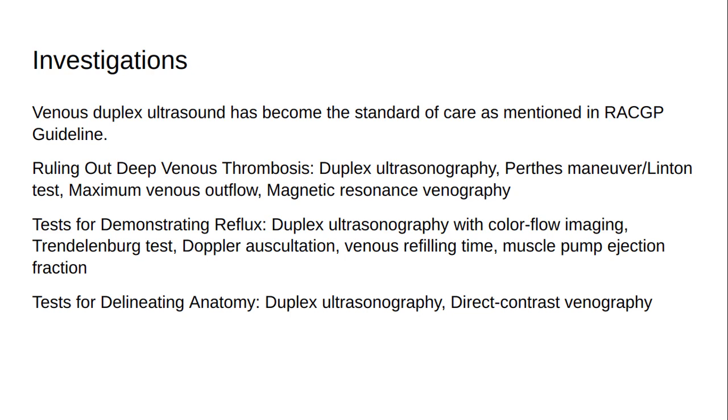Trendelenburg test distinguishes patients with reflux at the saphenofemoral junction from those with incompetent deep venous valves. Doppler auscultation, venous refilling time: in healthy subjects the VRT is longer than 120 seconds. Muscle pump ejection fraction detects failure of the calf muscle pump to expel blood from the lower leg. Tests for assessing venous anatomy: duplex ultrasonography, direct contrast venography can be done.